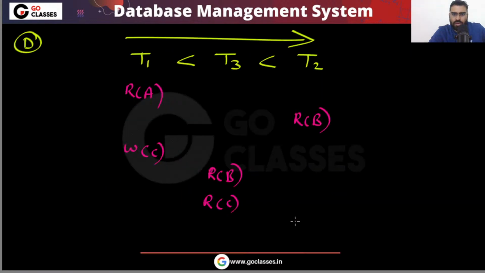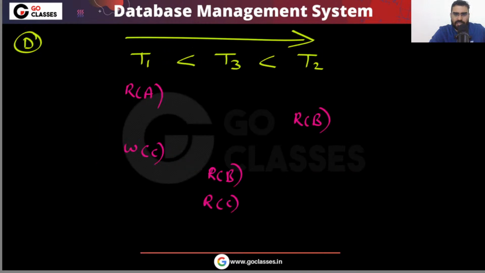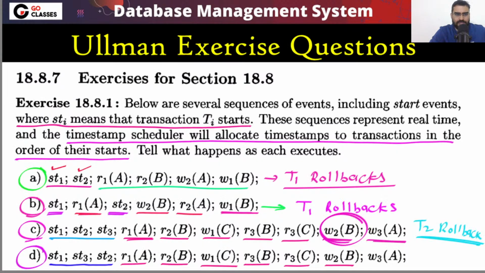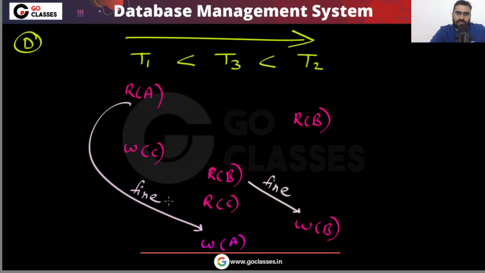Then T2 is reading item B, and then T2 is writing item B. Also there is no problem. You can easily see that this is perfectly fine. After that, this T3 is writing item A. So this is also perfectly fine. There is no problem here.